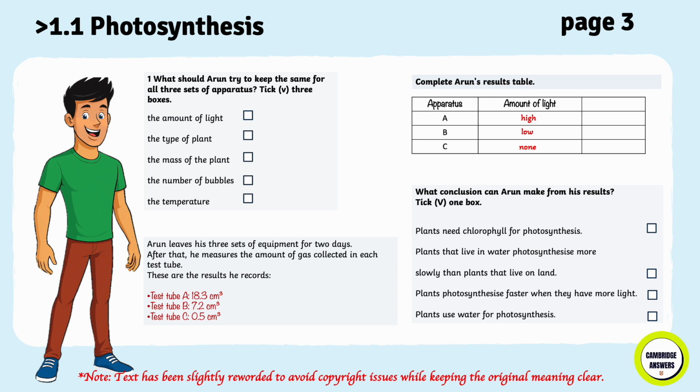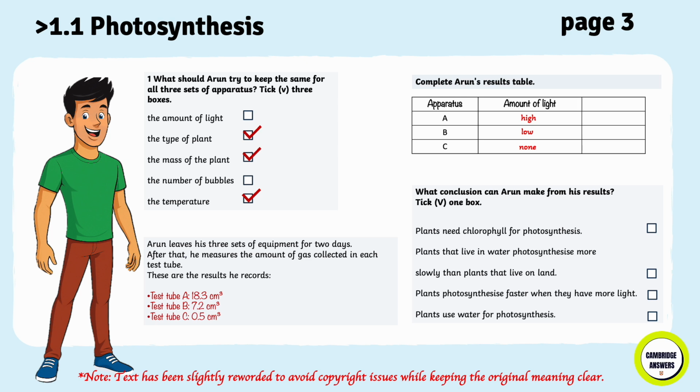Now let's check what Arun discovered. First, remember fair testing. Arun kept the type of plant the same, he kept the mass of the plant the same, and he kept the temperature the same. That way, only the light level was different. He left his three setups for 2 days, and then measured the gas in each tube.